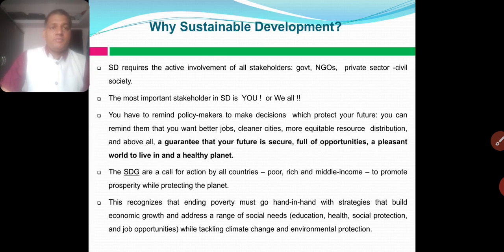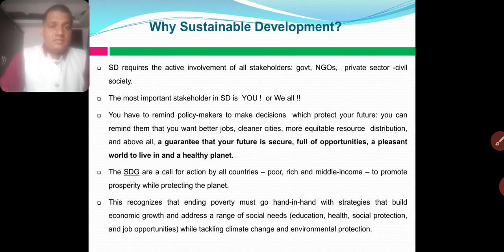Then why sustainable development? For whom? Why is it necessary? Sustainable development requires the active involvement of stakeholders. So who are the stakeholders? We all are the stakeholders: governments, NGOs, the private sector, and civil societies. We have to remind policymakers to make decisions which protect your future. You can remind them that you want better jobs, cleaner cities, and more equitable resource distribution, a guarantee that your future is secure, full of opportunity, a pleasant world to live in, and a healthy planet. This is the main aim of sustainable development.